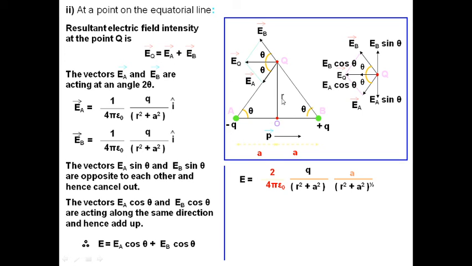It is A upon this value, that is AQ. You can calculate it as square root of r square plus a square, and that is the cos theta value.